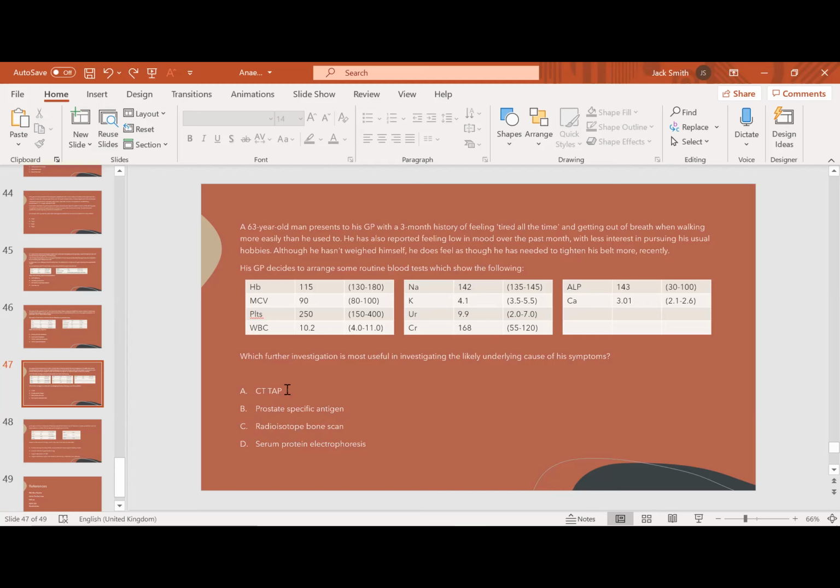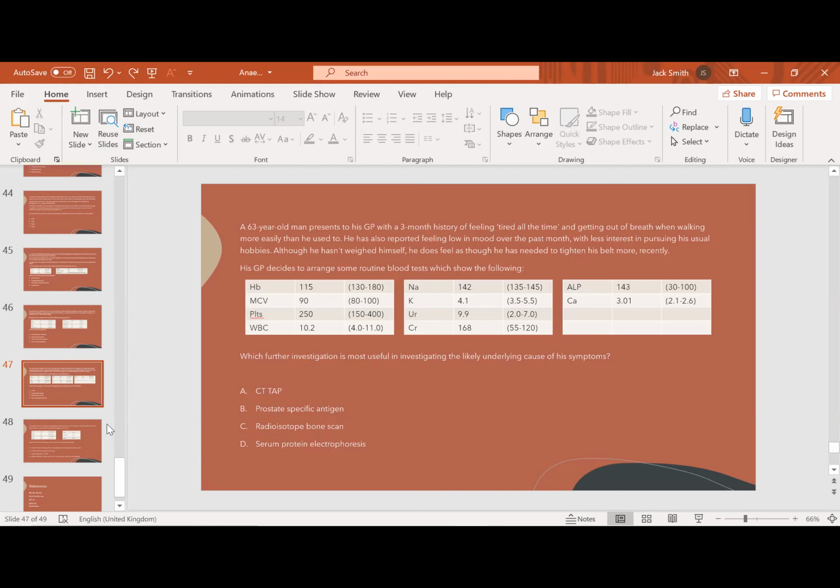In the same way that if he had a lung cancer, a CT TAP wouldn't tell you definitively what type of cancer that is. It wouldn't tell you your small cell from your adenocarcinoma, but it would help with the workup. This is diagnostic, these ones aren't.